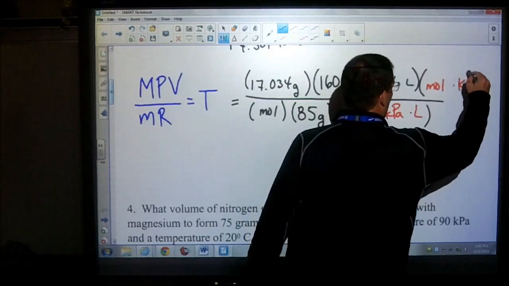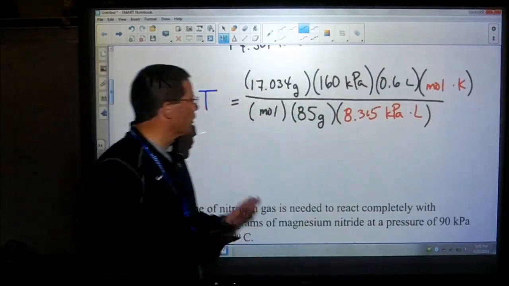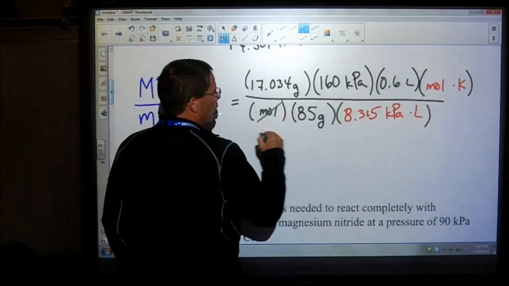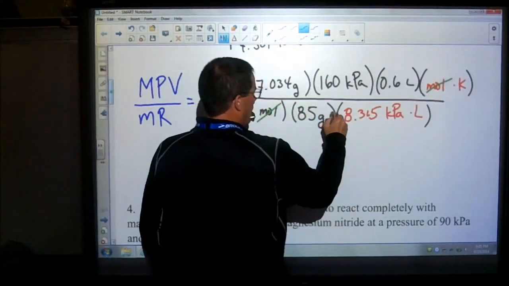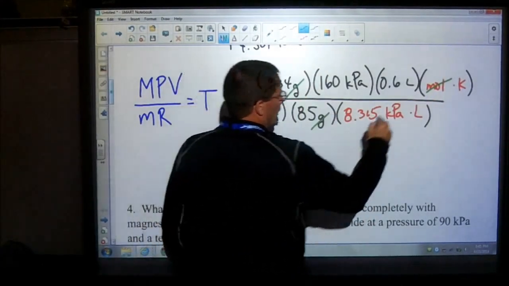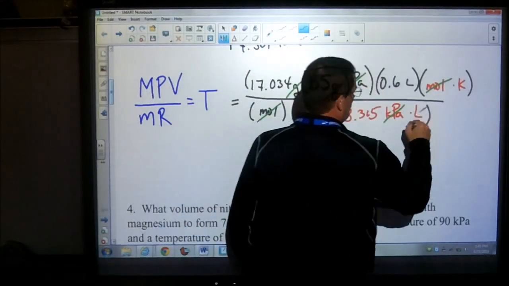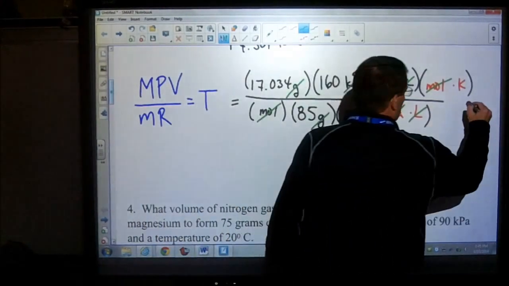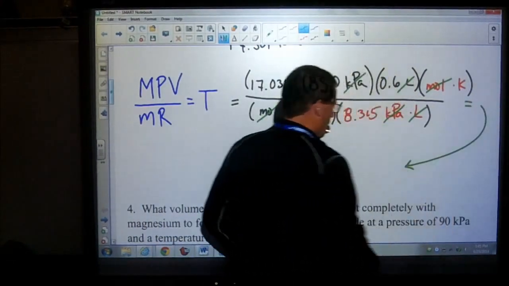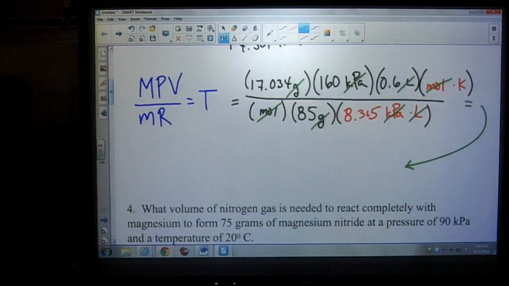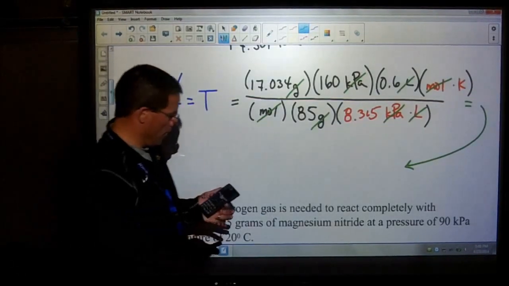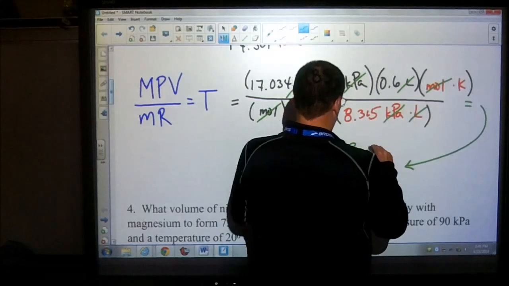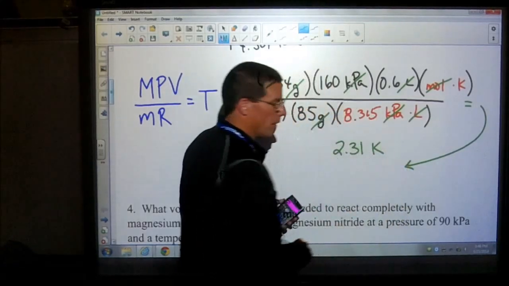So now we have that. Let's look at what units can cancel out. Moles are gone, grams go away, kilopascals go away, liters go away, and we're left with Kelvin, which is your temperature. Just make sure you can type all that in. That is a very frigid temperature. That is 2.31 Kelvin.